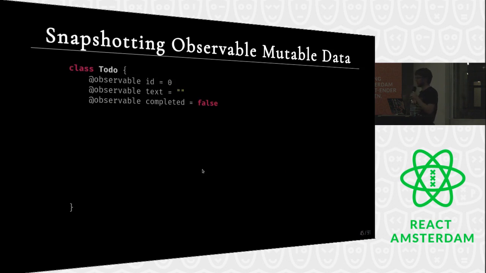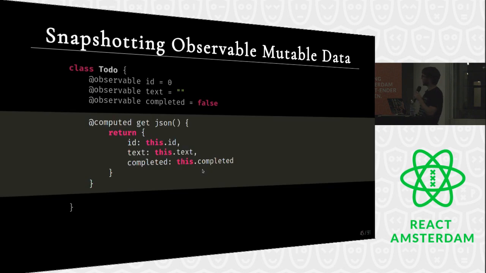So if you apply that concept to, for example, a to-do class, you could give it just a computed value representing the JSON structure, which returns a simple plain object representing the to-do. The nice thing is that this function will always return the same object unless something did actually change in that to-do item.